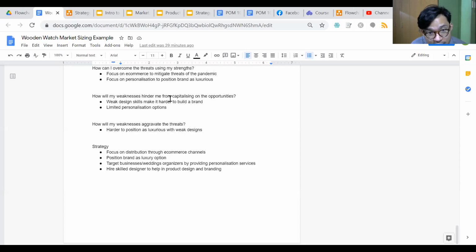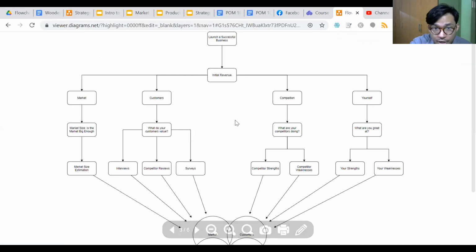Next is target businesses and wedding organizers by providing personalization services. This is also a huge market here in the Philippines. Then, hire a skilled designer to help in product design and branding. So yes, that is very, very important. So going back to our flowchart here.